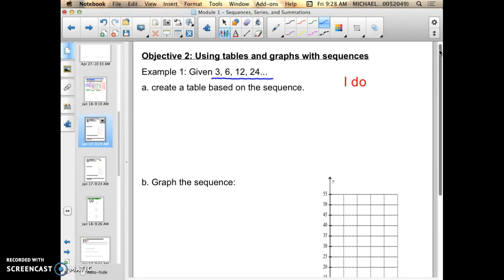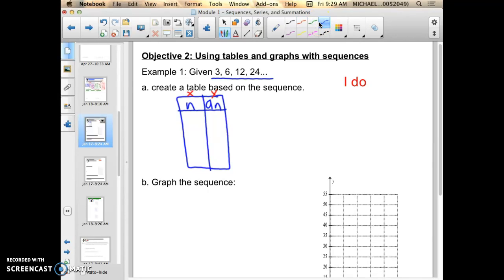I'm given the sequence 3, 6, 12, 24. I want to create a different image of this data, so I'm going to create a table based on the sequence. It's just going to help me visualize the x and y points, or the n and a sub n points, inputs and outputs. So I'm going to draw a table with a header box of n and a sub n. If you remember, n is my input, a sub n is my output, and just to relate this to the rest of Algebra 2, the inputs are always x's, and the outputs are y values. So I'll label that as well, just to remind myself.